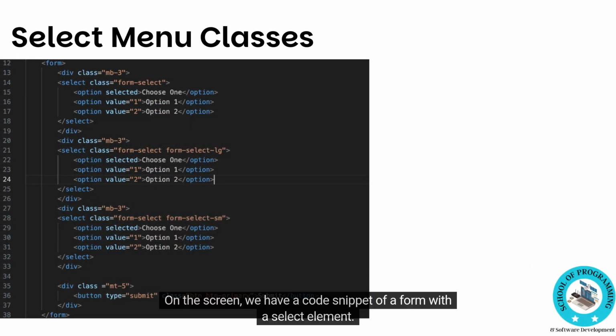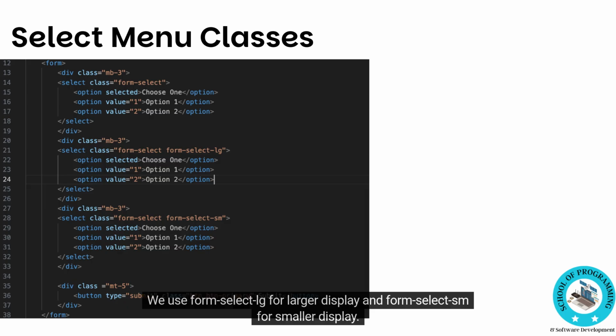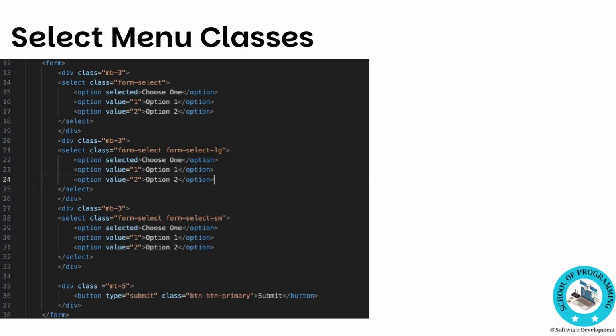On the screen, we have a code snippet of a form with a select element. We use the utility class form-select. It has the following characteristics: full width, styled drop-down arrow, custom appearance, proper padding, focus effect. There are different sizes of the form-select element. We use form-select-lg for larger display and form-select-sm for smaller display.